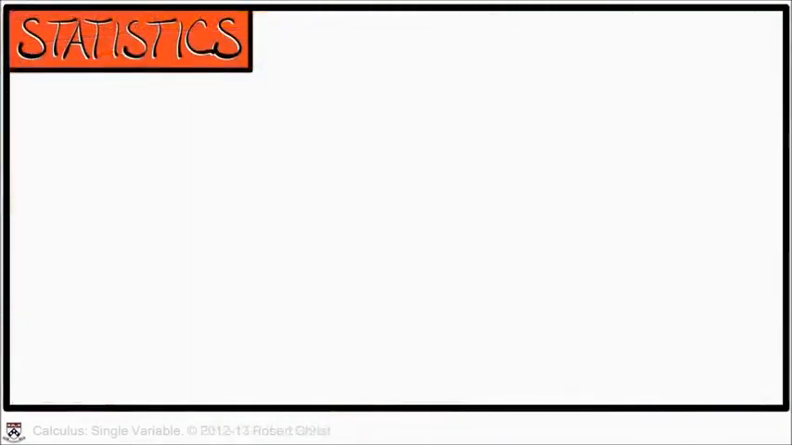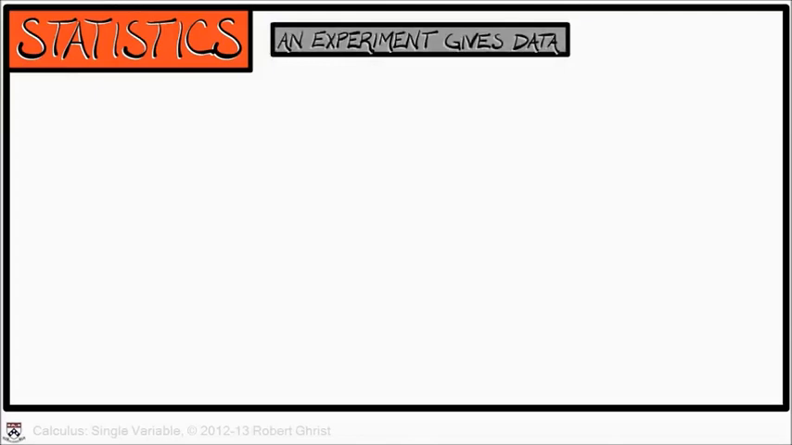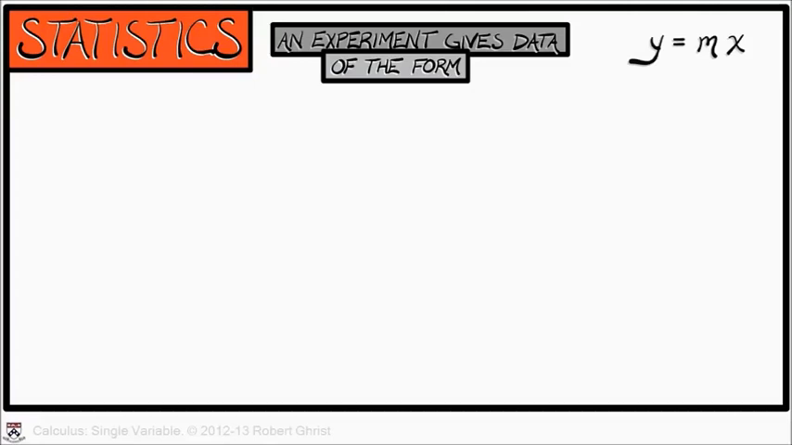Let's consider a more involved example, this one motivated by a problem in statistics. Let's say that you run an experiment and it gives you some data that is of the following form: y equals m times x. That is, you measure x values and y values, and you know that there's some linear relationship between them, but you don't know the value of m.